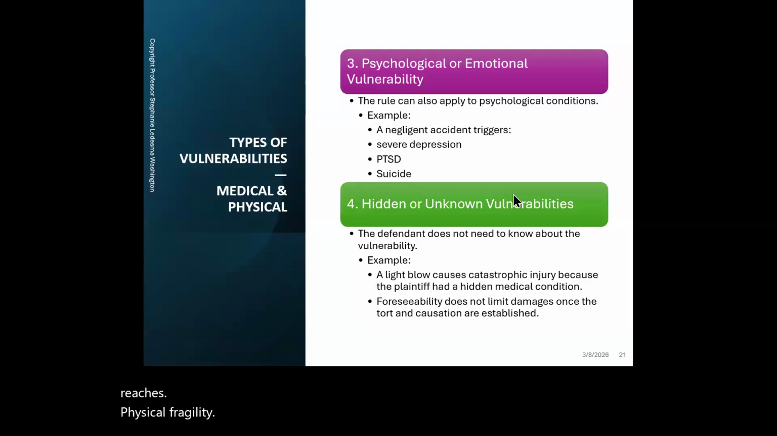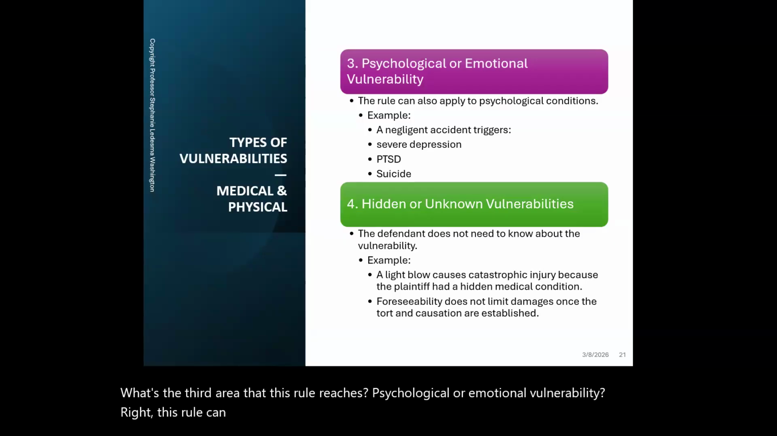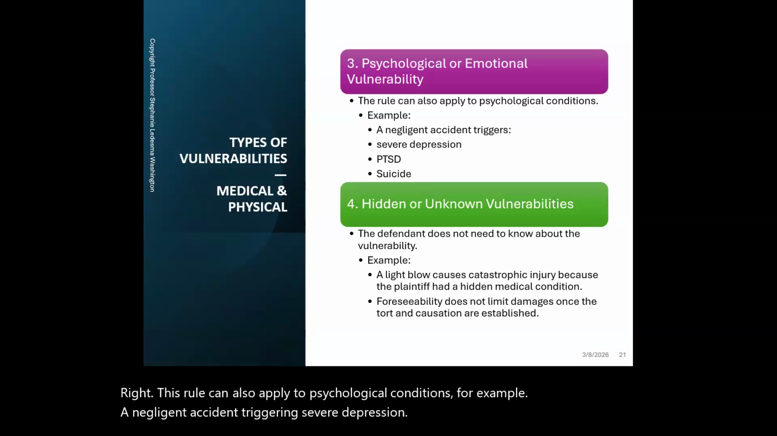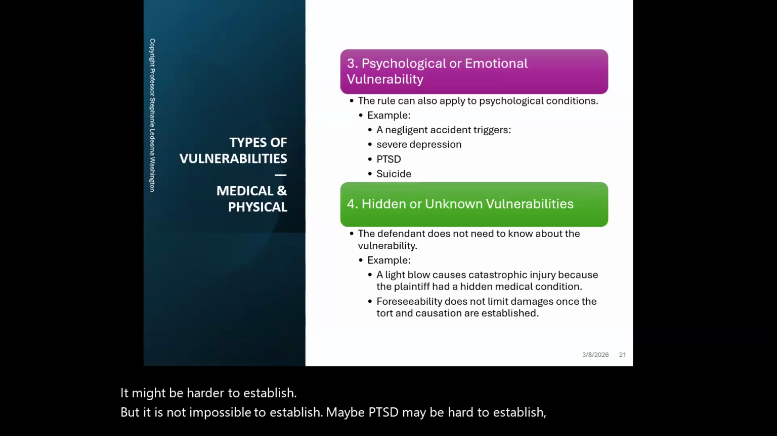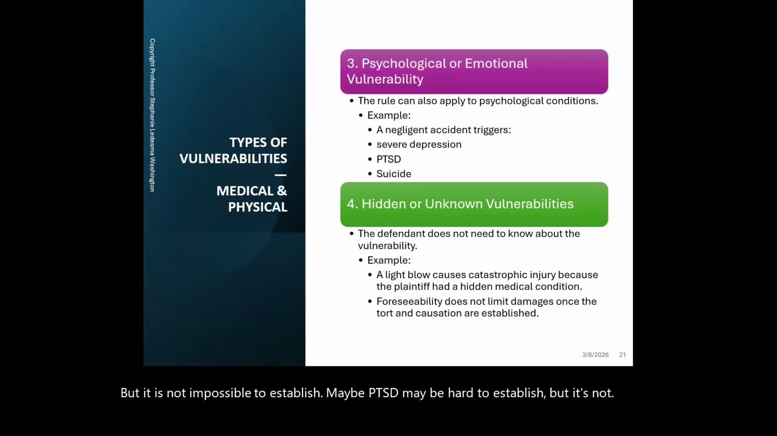What's the third area that this rule reaches? Psychological or emotional vulnerability, right? This rule can also apply to psychological conditions. For example, a negligent accident triggering severe depression might be harder to establish, but it is not impossible to establish. Maybe PTSD may be hard to establish, but it's not impossible. What is the fourth area that the eggshell skull plaintiff rule may extend to?